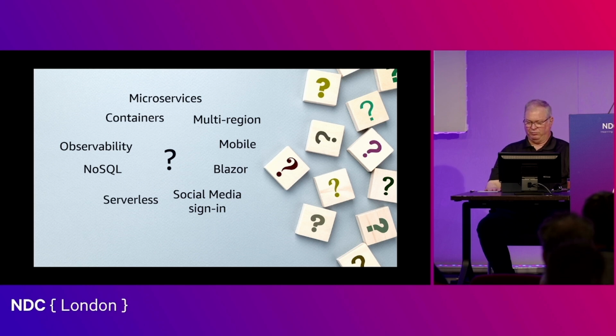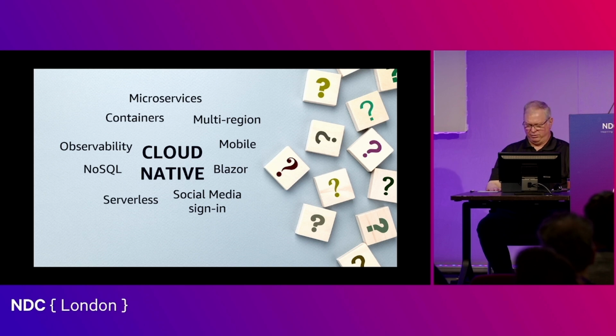They want to do the right thing, but all these things seem interrelated. And when it finally dawns on them that they kind of are interrelated, that what they're talking about is cloud native, a different way of thinking about your technology, designing for the cloud, they start to get some clarity there.